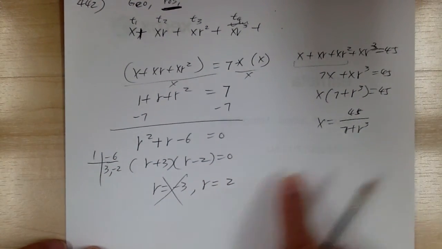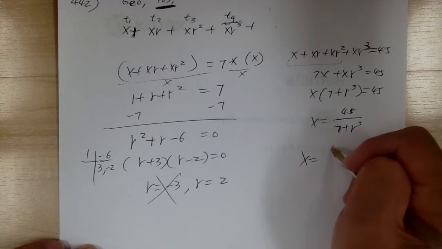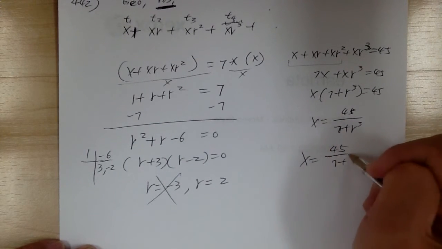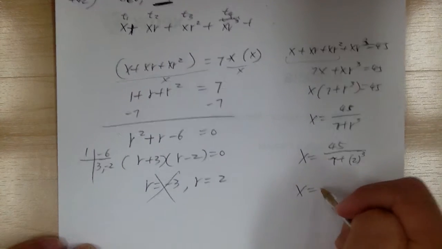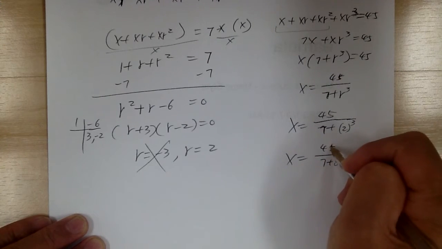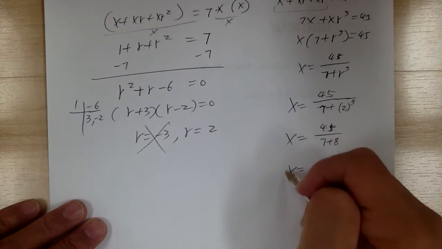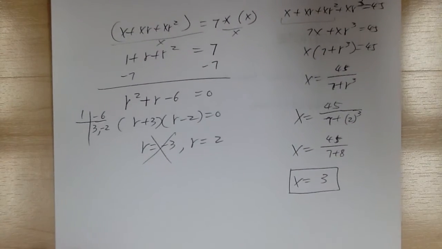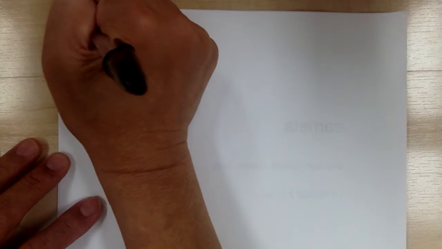So once we get r, we can find out what x is. So that's going to substitute. So x equal to 45 over 7 plus 2 to the 3 power. So x equal to 45 over 7 plus 8. So x equal to 3, right? And that's it. Okay, let's go to the next one.